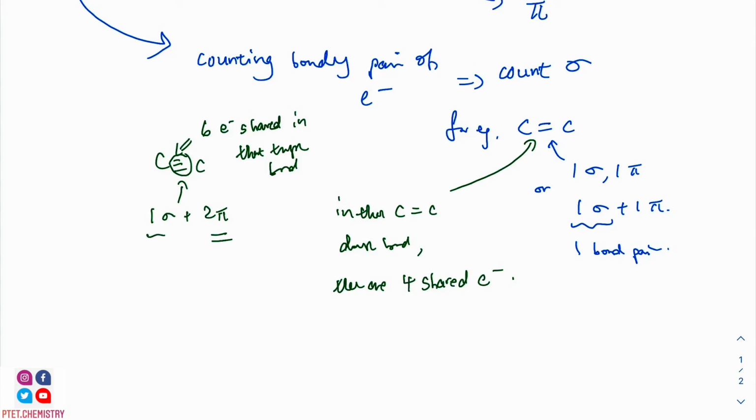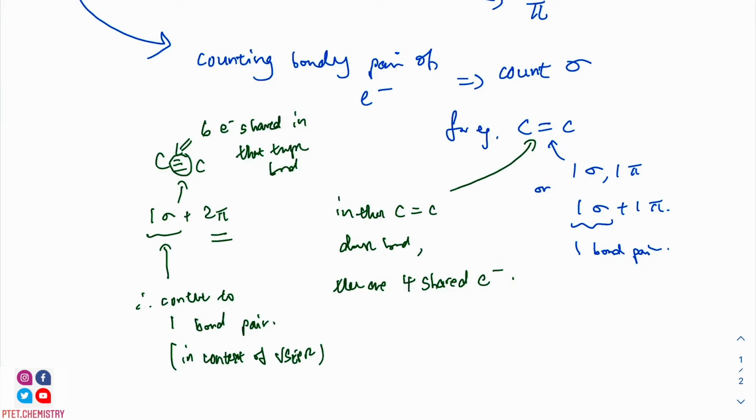So what happened then is because we identify the sigma, therefore we will say that it contributes to 1 bond pair, in the context of VSEPR. I think this is what a lot of students struggle with, because it's quite confusing, isn't it?